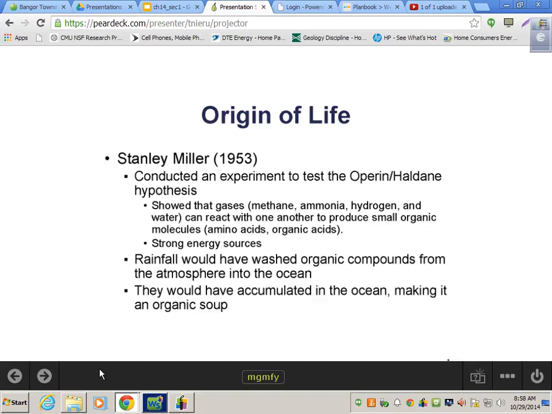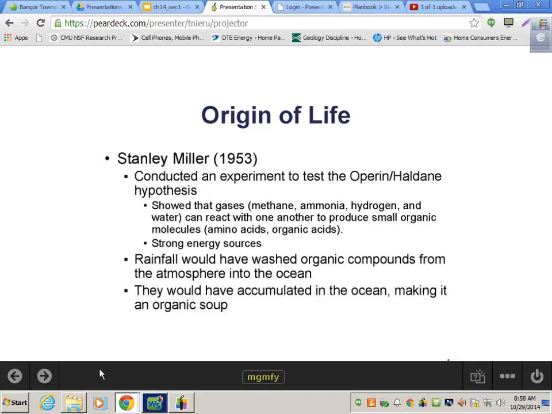So this leads to the Stanley Miller experiment. He conducted an experiment to test the Oparin and Haldane hypothesis. That's what I was referring to. This showed that gases, methane, ammonia, hydrogen, and water can react with one another to produce small organic molecules like amino acids and organic acids, like fatty acids. So this is the one that I was referring to where you can actually reproduce what Oparin had suggested. And you need strong energy sources to do this.